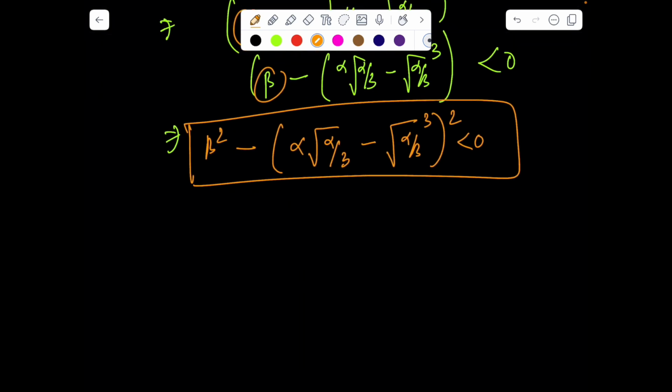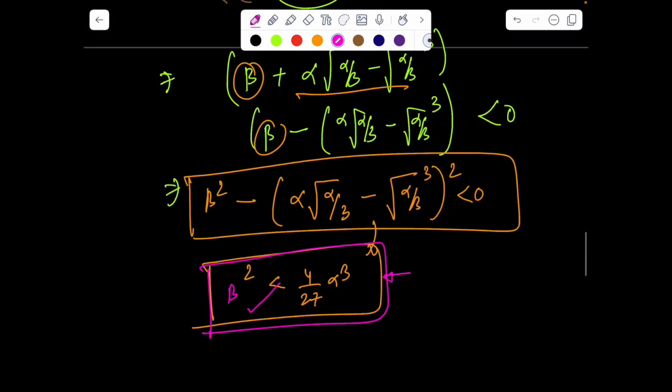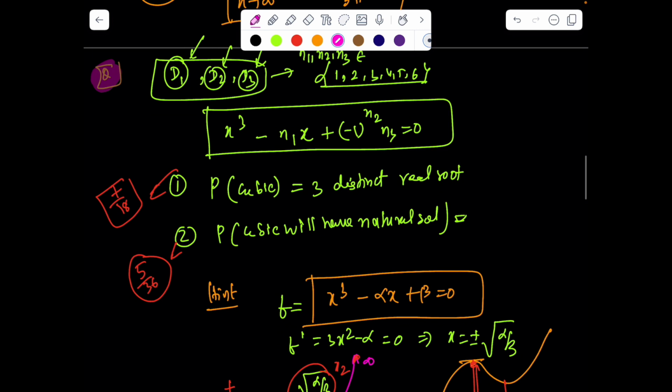So actually you'll get beta square is less than 4 by 27 alpha cube. I think beta square you'll get as 4 by 27 alpha cube, just when you expand this. So now once you know beta and alpha, you already know what beta and alpha are in terms of n. So now we can do casework and find the solution. Okay, so based on basic calculus, see how a question can be asked and connected nicely without being forcefully connected.